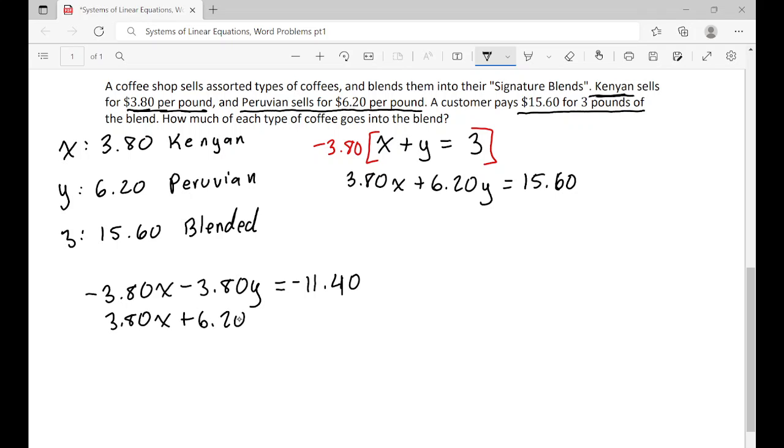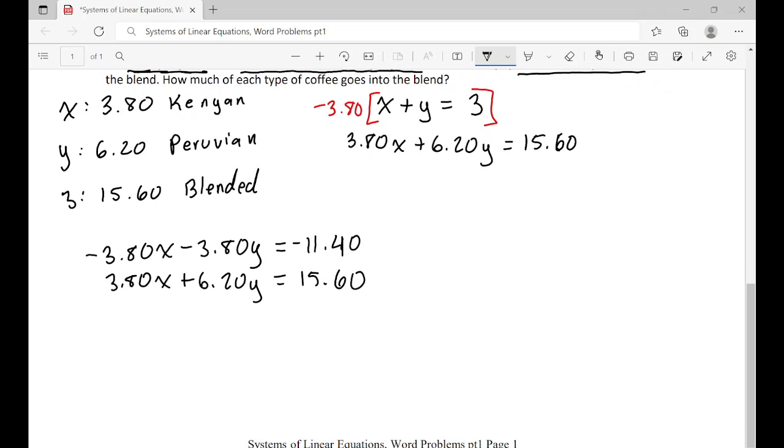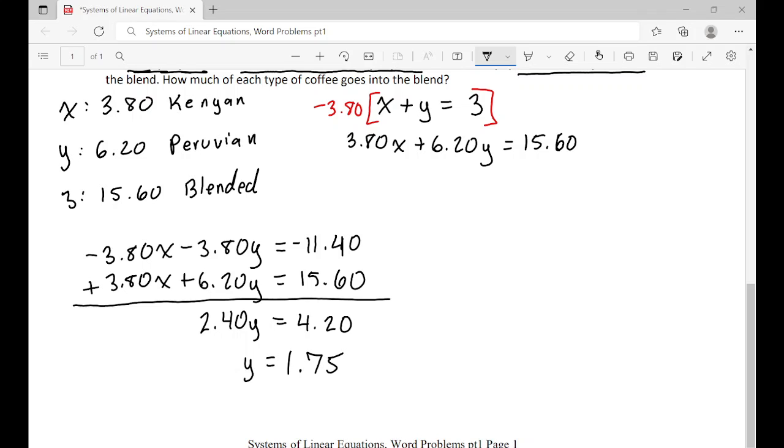And then I write down the second equation because I have not touched it, right below. So 620y equals 1560. And now eliminating x by adding them together, it goes away. Adding the y's, I get 240y. And then adding the constants at the back, I get 420. And now I solve for y by dividing by 240 over. Y equals 1.75.